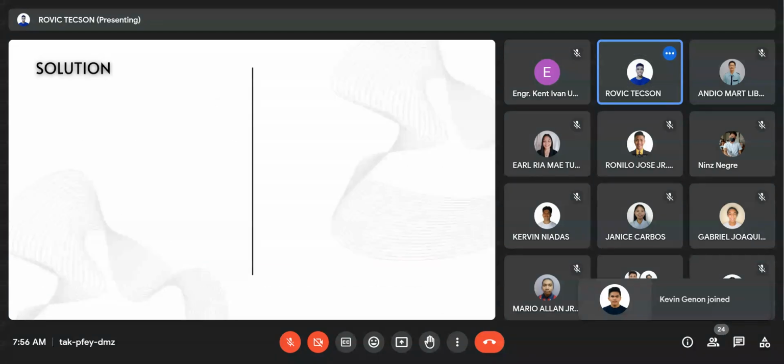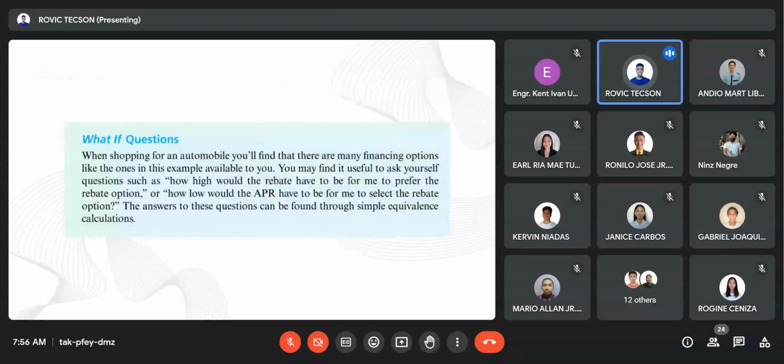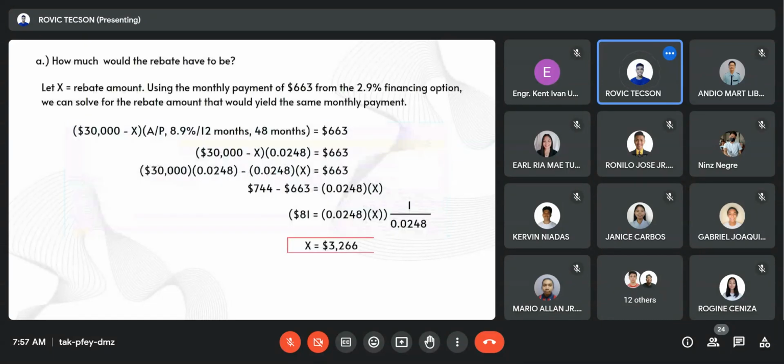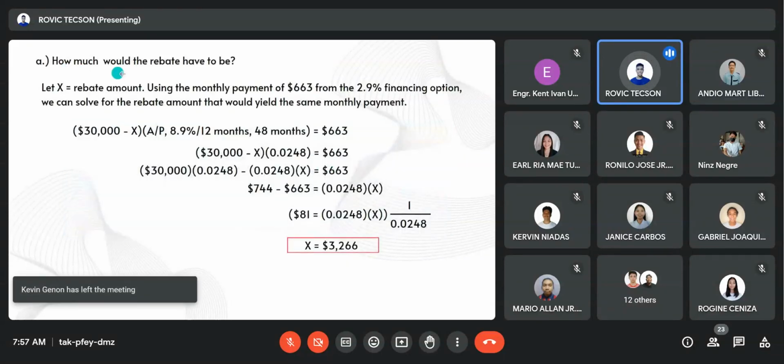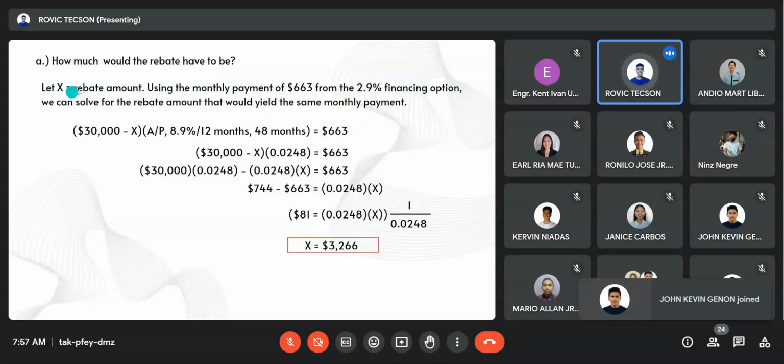Next is what if questions. When shopping for an automobile, you'll find that there are many financing options like the ones in this example available to you. You may find it useful to ask yourself questions such as how high would the rebate have to be, excuse me, for me to prefer the rebate option, or how low would the APR have to be for me to select the rebate option. So in this next slide, how much would the rebate have to be. We let X be the rebate amount.